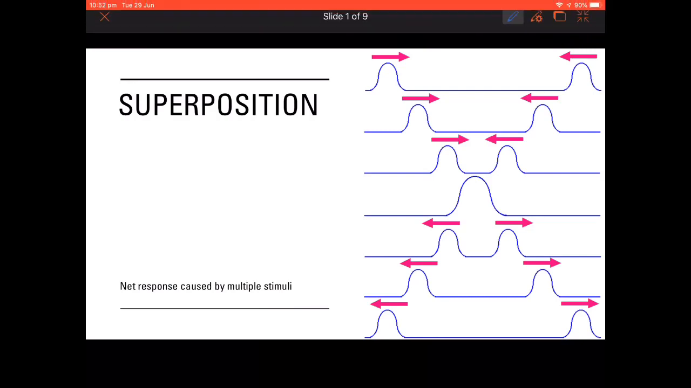So in our picture here, we've got two waves that are travelling towards each other. When they meet, the medium is displaced as a sum of each wave's displacement. These waves pass through each other and then they'll just continue on their merry way.